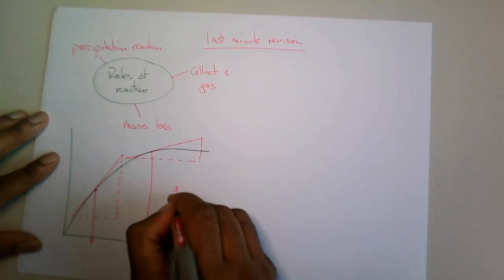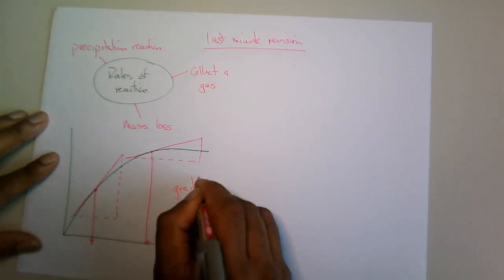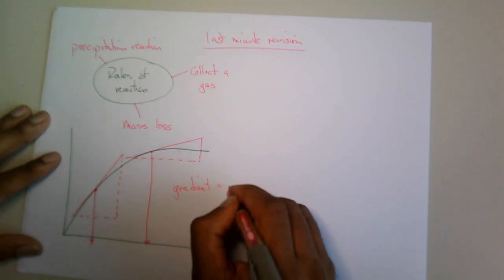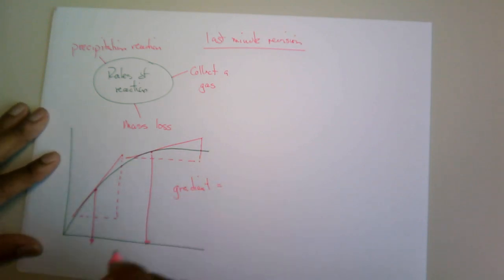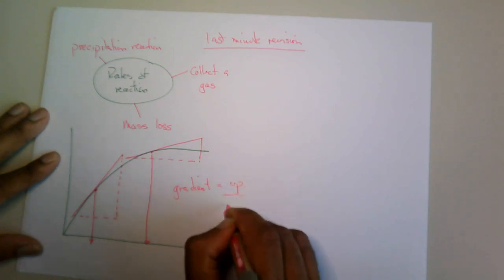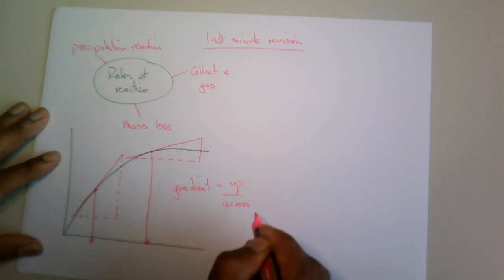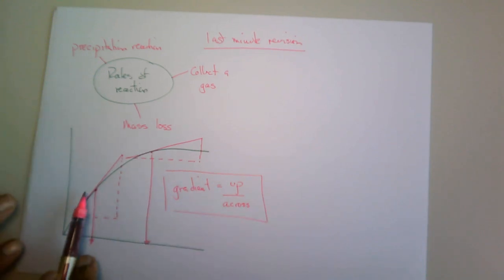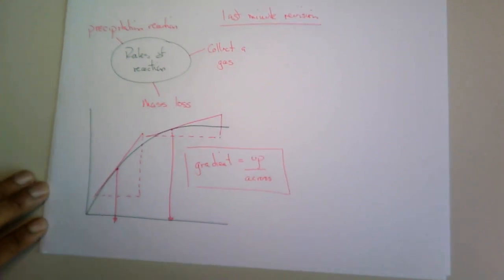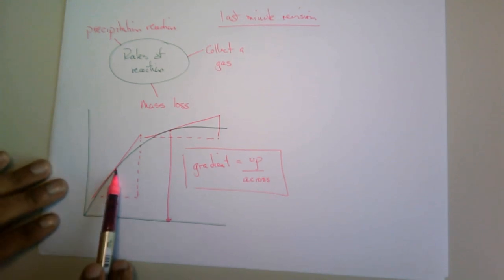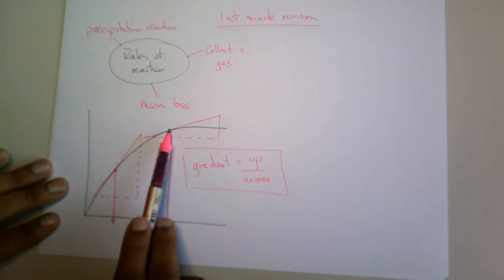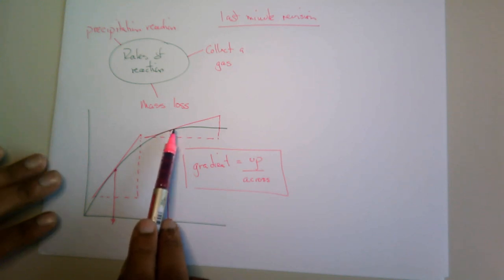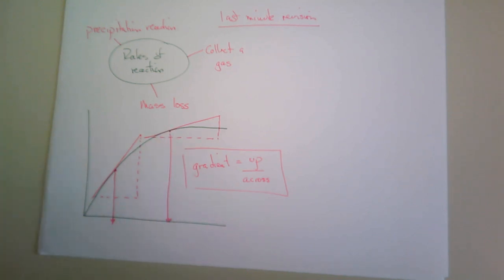You take the gradient of the graph. The gradient basically tells you the speed of the reaction, and to work out the gradient you do up divided by across, rise over run, and then that gives you the rate of reaction at that particular point. And what you can see is that the rate of reaction is fastest at the start of the reaction and starts to slow down as the reaction proceeds. So that's what you would need to be able to do for the first part of rate of reaction.